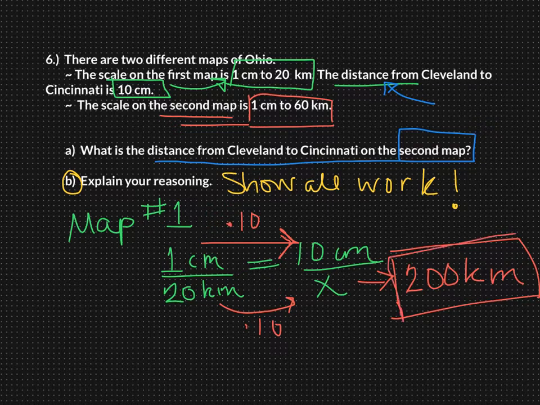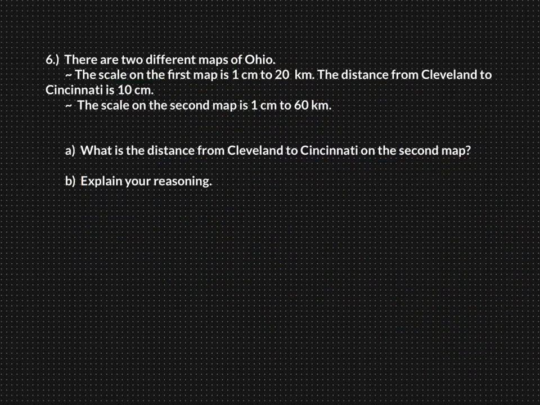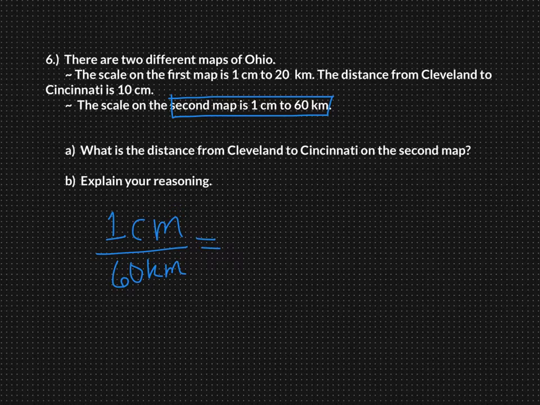This is just the actual distance, because we need that in order to answer the second part of the actual question. So here's my actual distance. And now I'm using the scale on the second map, where I know I have 1 centimeter for every 60 kilometers. And I know I have an actual distance of 200 kilometers. So the thing I'm missing is the number of centimeters.